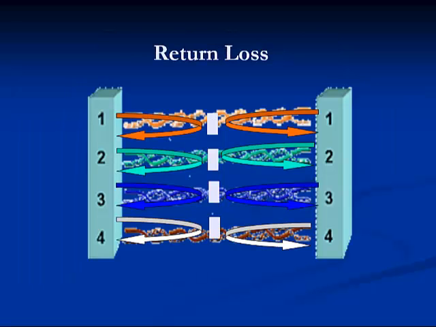Return loss refers to signals transmitted on a pair that is both a sender and a receiver and reflected back like an echo, similar to what I'm showing here on this slide.